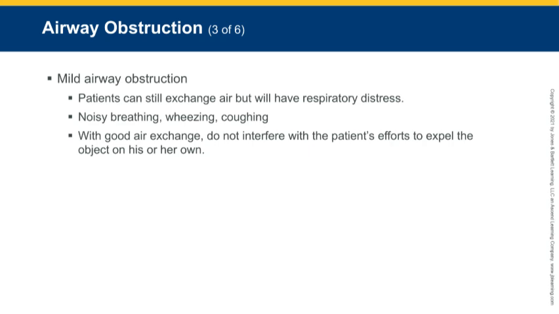A mild airway obstruction allows the patient to breathe and cough, though they may be in distress. Signs include noisy breathing, such as wheezing or gasping, and coughing with good air exchange. If a patient is coughing forcefully, do not interfere. Encourage them to continue coughing to expel the object on their own.